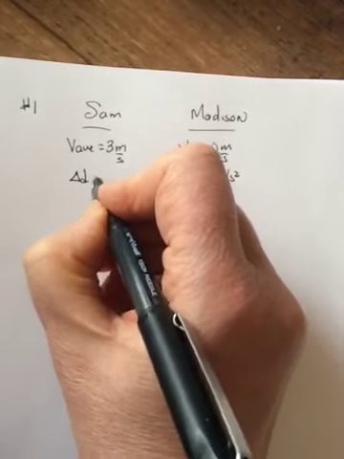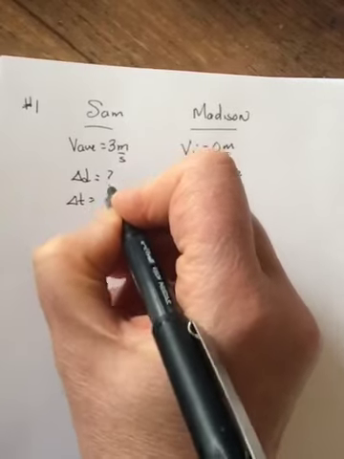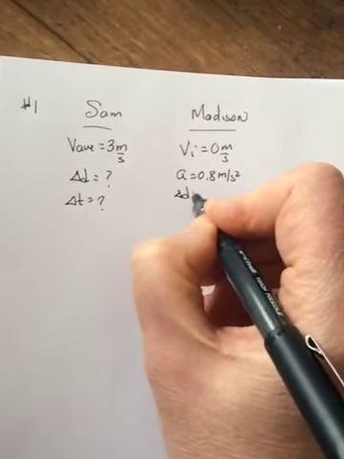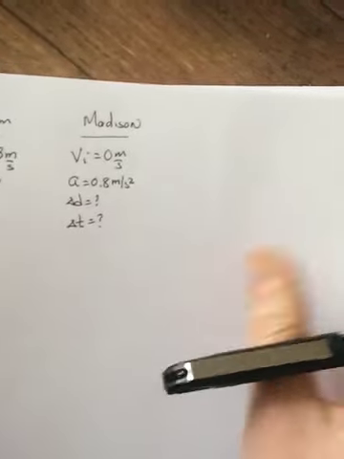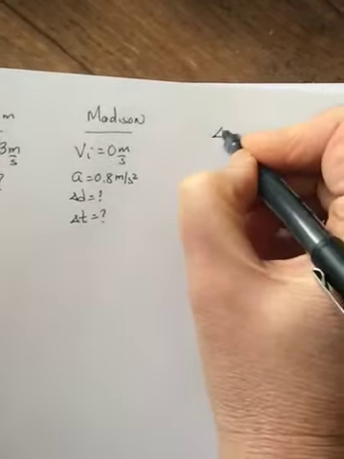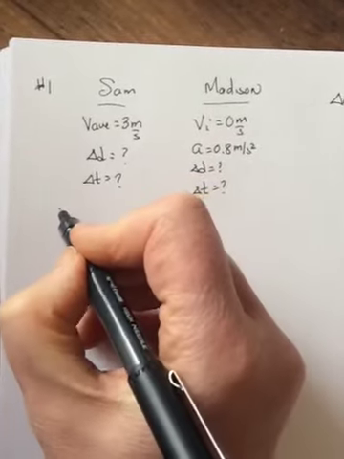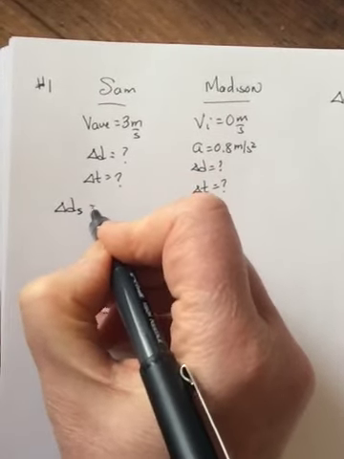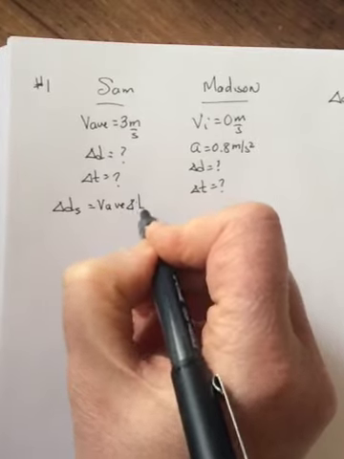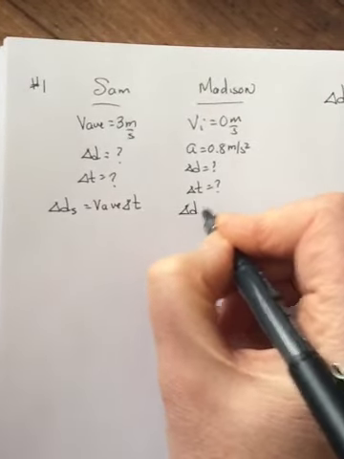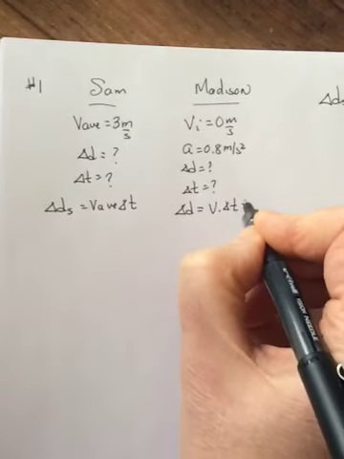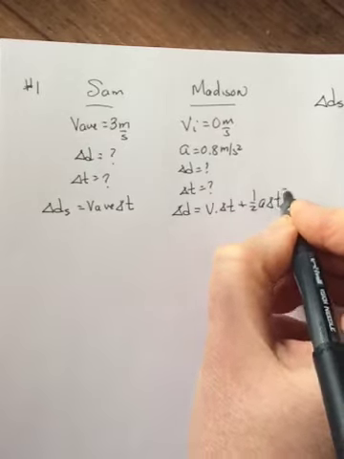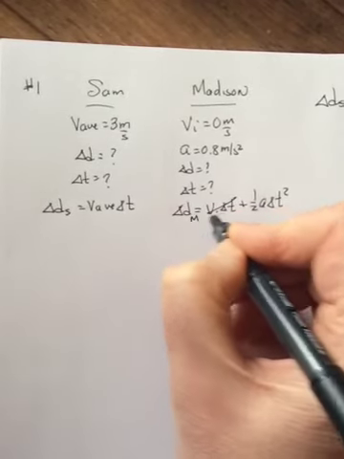So we're looking for delta D and delta T for both of them. We don't know what the delta D and the delta T's are, but we know they're the same. So we know that delta D of Sam equals delta D of Madison. The delta D of Sam equation is just going to be VAV delta T. And the delta D of Madison equation, because there's a V and A, has to be VI delta T plus 1/2 A delta T squared. But the VI delta T term is going to go to 0.